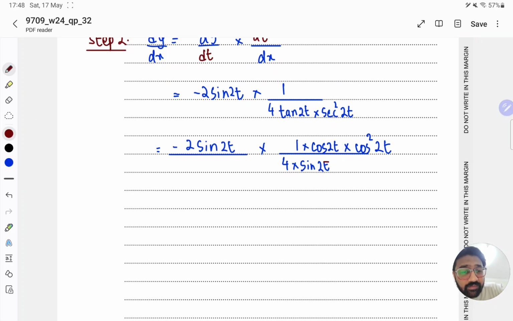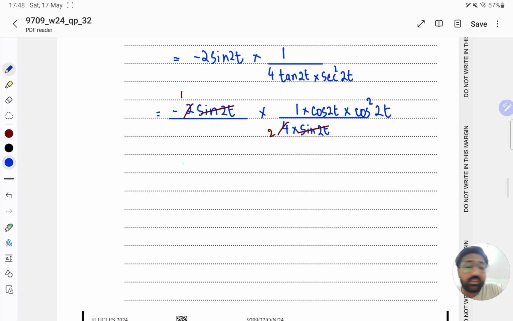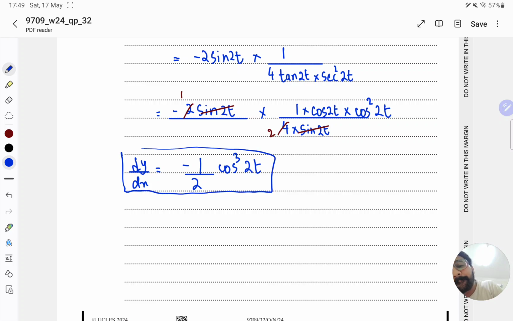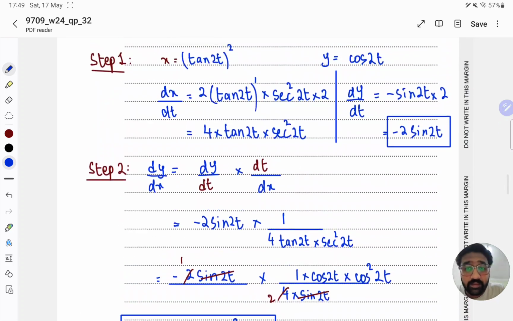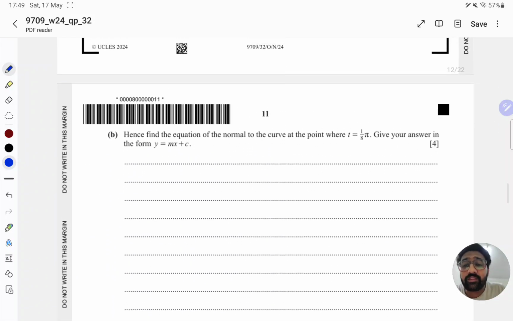Now we'll do the simplification. If I do the simplification, this and this will cancel out. This will be 2 and this will be 1. So I will be left with just minus 1 divided by 2 cos cubed 2t. This is the dy by dx. And let's move to the next part.